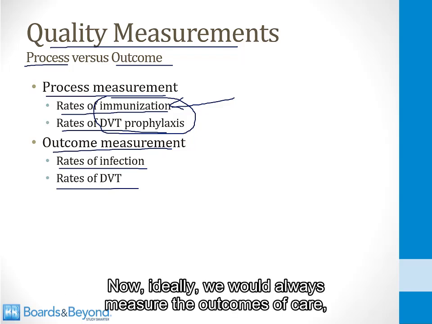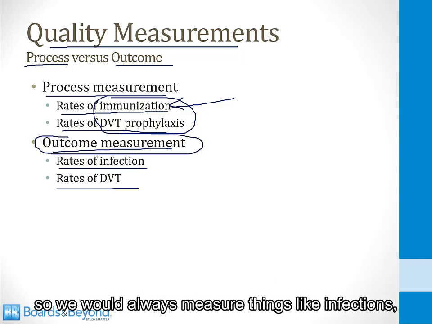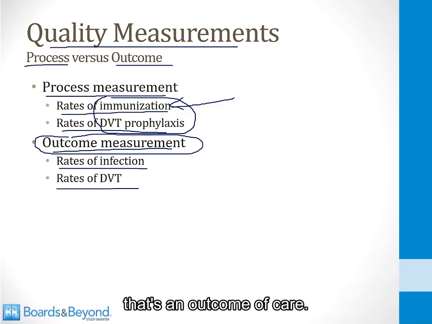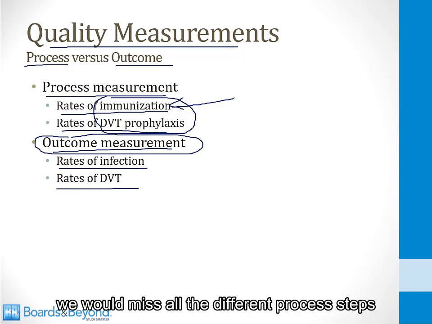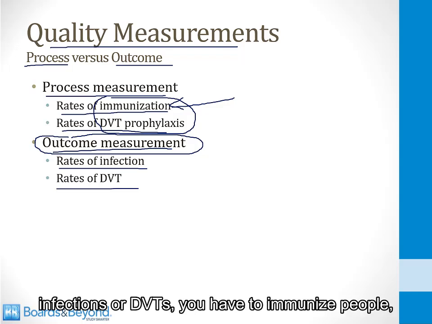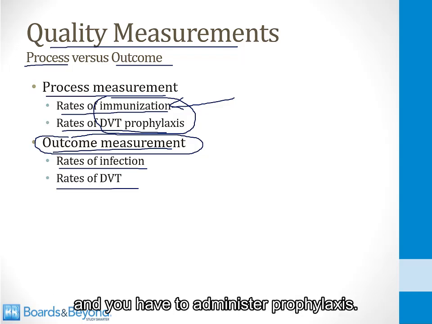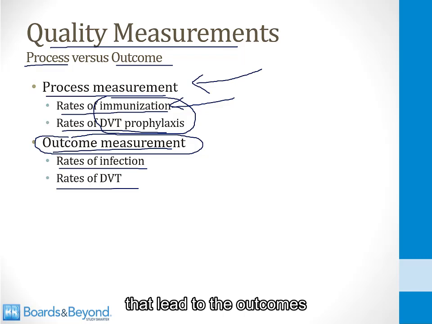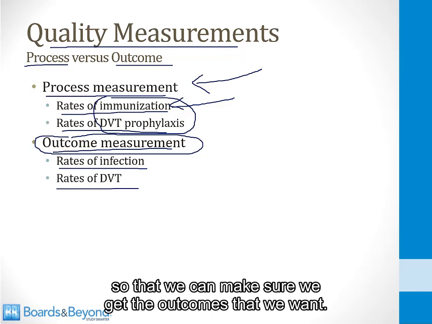Now, ideally, we would always measure the outcomes of care. So we would always measure things like infections or DVTs or death rates or something like that that's an outcome of care. However, if we only did that, we would miss all the different process steps that lead to that outcome. Because before you're going to eliminate infections or DVTs, you have to immunize people and you have to administer prophylaxis. So we want to measure the process steps that lead to the outcomes so that we can make sure we get the outcomes that we want.